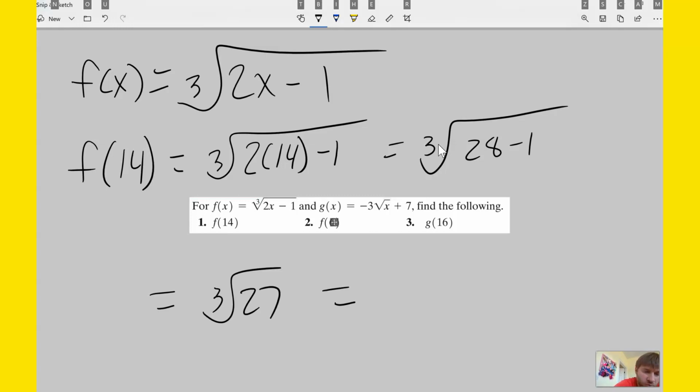Now, what is the cube root of 27? Maybe you already know it's 3, but if you didn't know it was 3, you just break the 27 down to 9 times 3, and the 9 breaks down to 3 times 3, and we're looking for 3 of a kind, and we have 3 3's, and there's nothing else left over. So 3 comes out, and there's nothing under the radical, so it's just 3.